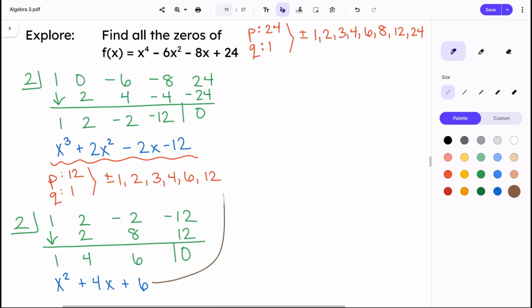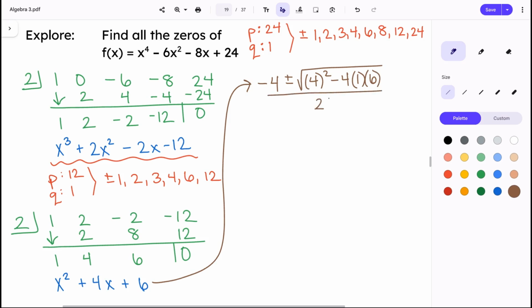So I'm just going to draw an arrow. We're going to put that up here. So your b term is a 4, so it's going to look like negative 4. B squared would be 4 squared. See, I just said all those answers. What's your A? 1, C 6. All over 2 times 1. What do we get underneath our square root sign? Negative 8. And this is all over a 2.